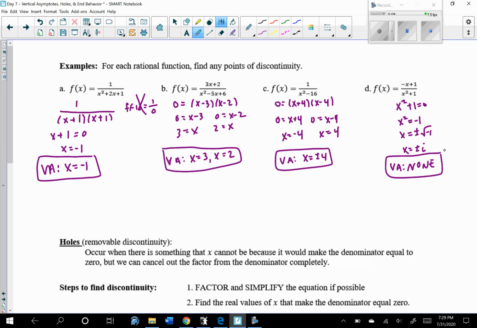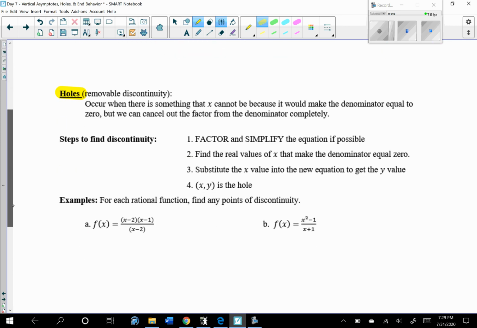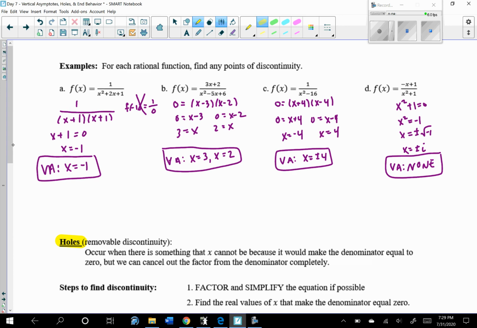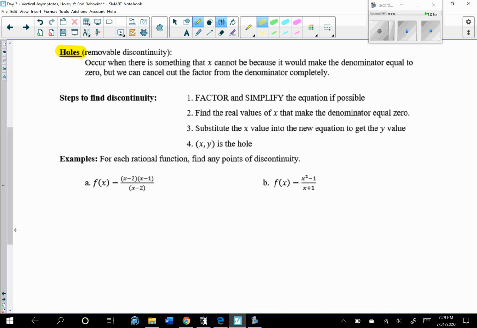The other discontinuity that we can have is called a hole. Now this is where it starts to get a little bit tricky. A hole is called a removable point of discontinuity. It occurs when there's something that x cannot be because it would make the denominator equal to 0, but we can cancel out the factor from the denominator completely. That's important. So steps to find the discontinuity: factor and simplify.